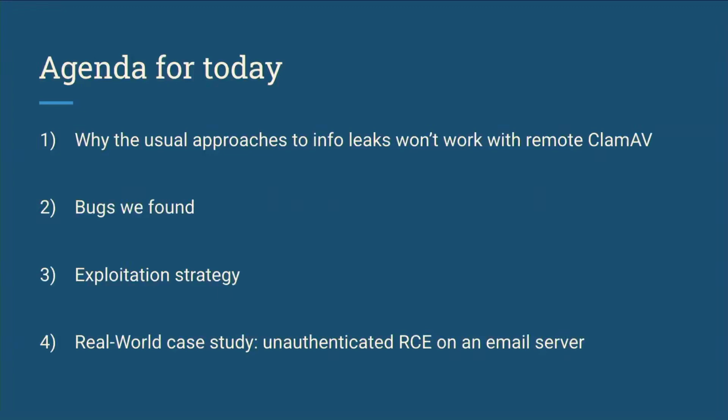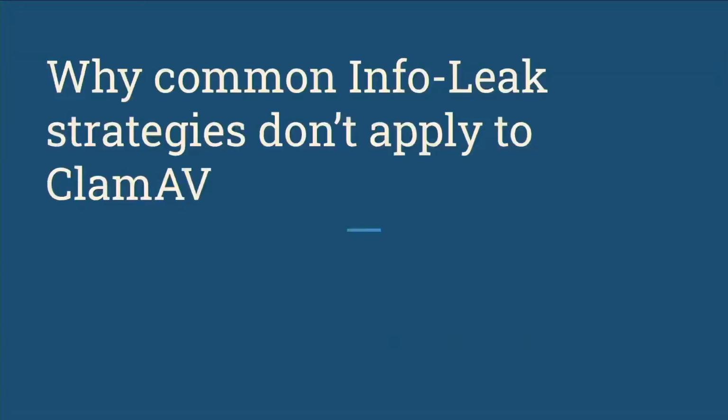So the agenda for today is we'll look at why the usual approaches to defeating ASLR and InfoLeaks won't really work with ClamAV and why that's an interesting target. And then we'll go a little bit into the bugs we found. Won't go into very much detail because the bugs are pretty standard. However, the exploitation strategy is very interesting, and we will see why. And then lastly, we'll do a real-world case study of an authenticated RCE on an email server.